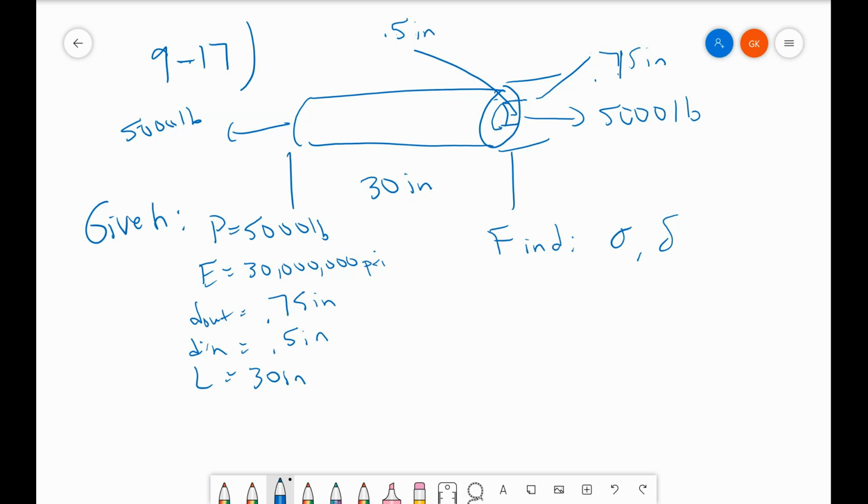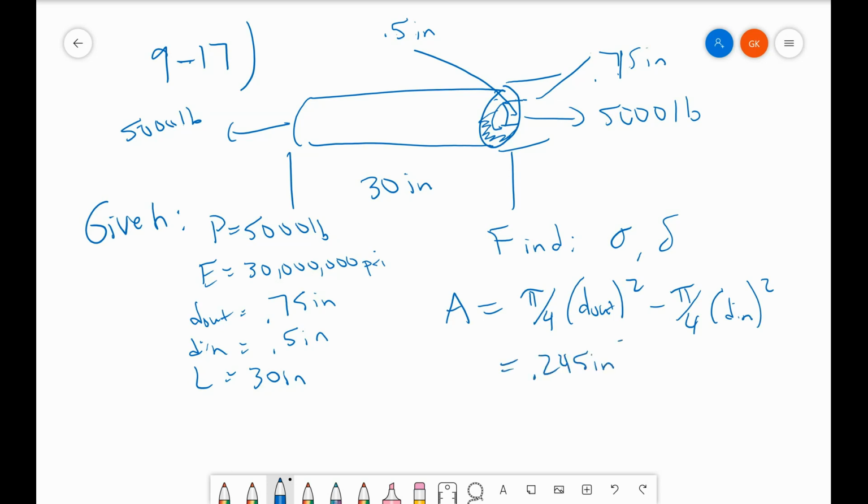So, first things first, let's calculate the area. So this time the area is going to be the area of this surface right here. So we're going to have a big circle, pi over 4 d out squared. Then we're going to subtract out the inner circle, pi over 4 d in squared. And so what that's going to give me is an area of 0.245 inches squared.